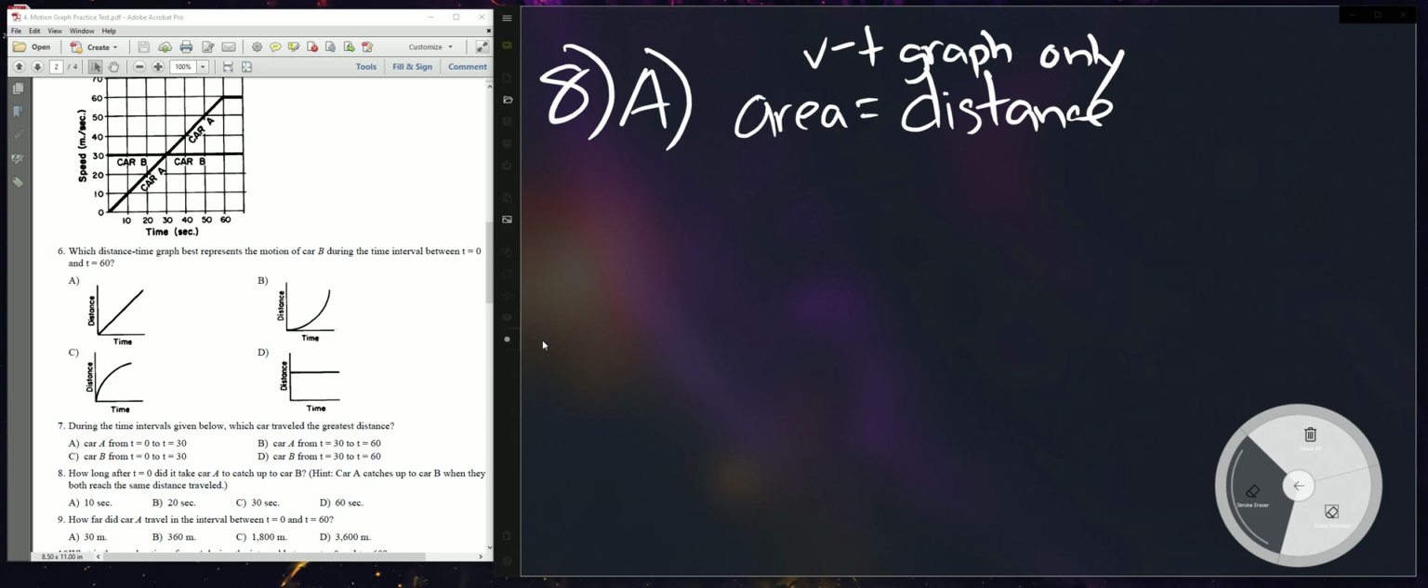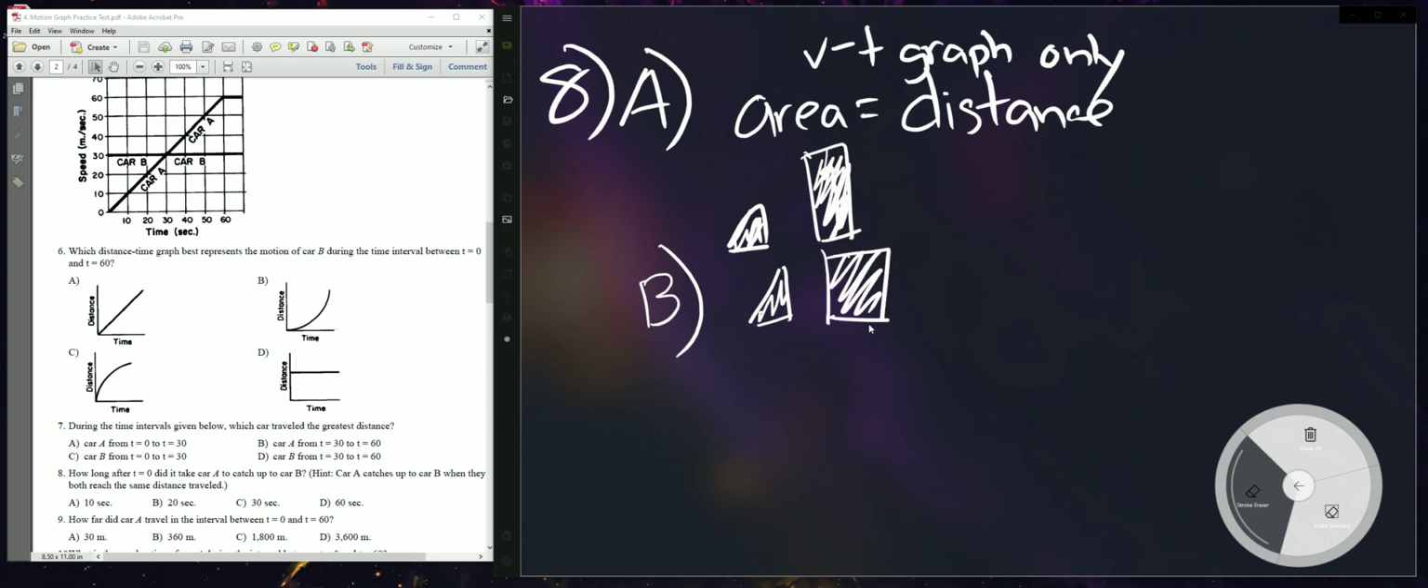If you look at choice A, it says 10 seconds. At 10 seconds, car A's area is the tiny triangle right there. And car B's area is that rectangle. So there's no way that's possible, right? Car B traveled a greater distance in 10 seconds than car A. Choice B is 20 seconds. The triangle's a little bit larger now, but car B still has a larger rectangle. So B can't be it. A can't be it.